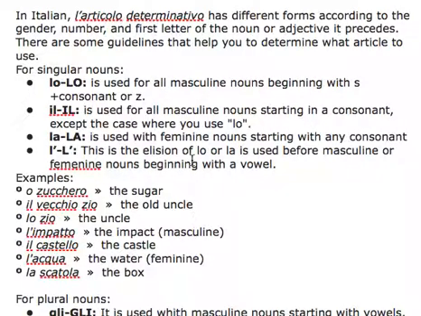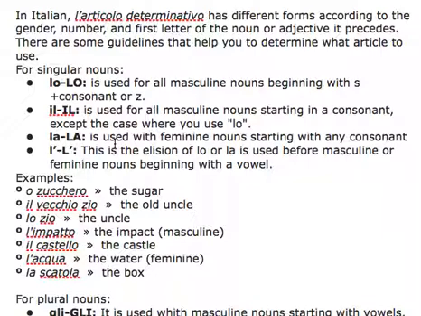L apostrophe is the liaison of lo or la, but is used before a masculine or feminine noun. Feminine, c'est italien. Feminine nouns beginning with a vowel. So we have similar stuff in French, okay? But I didn't want to talk about it. I just wanted to focus on la and lo.